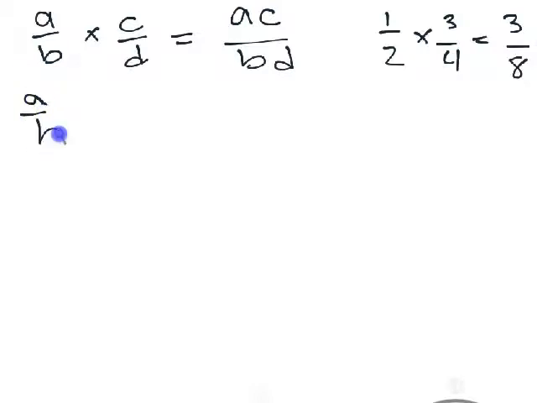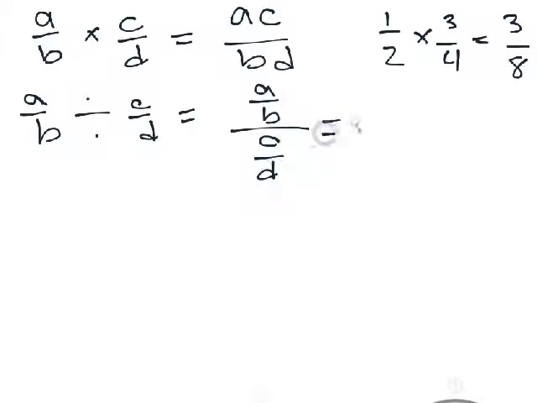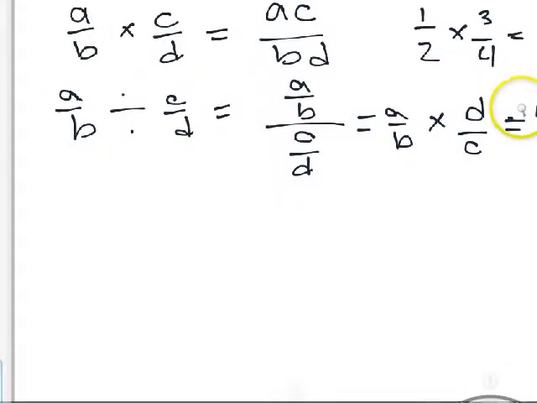Division is very similar, but the first thing we need to do is convert it into a multiplication. So dividing by a fraction is the same as multiplying by its reciprocal. Maybe it'll look better if you write it like this. And recall that the reciprocal of c over d is flipping that fraction, d over c. And so now we just go ahead and multiply tops and multiply bottoms.